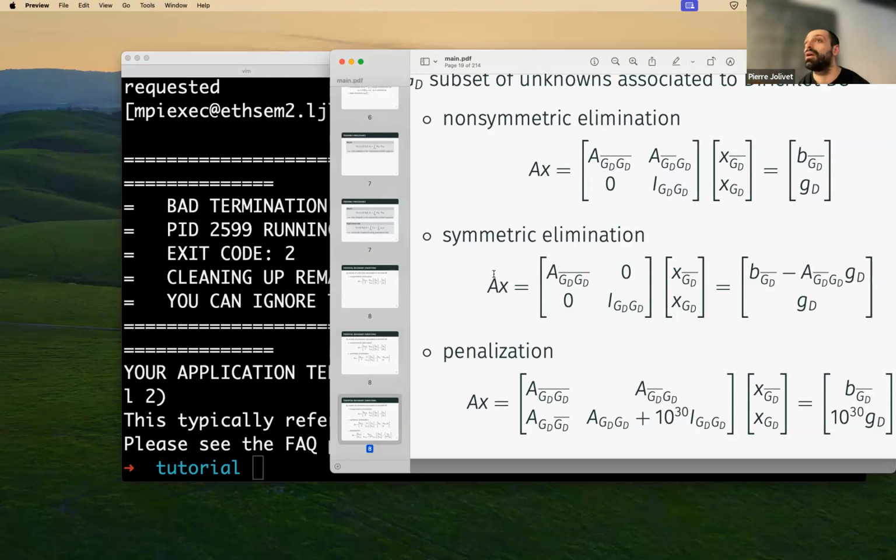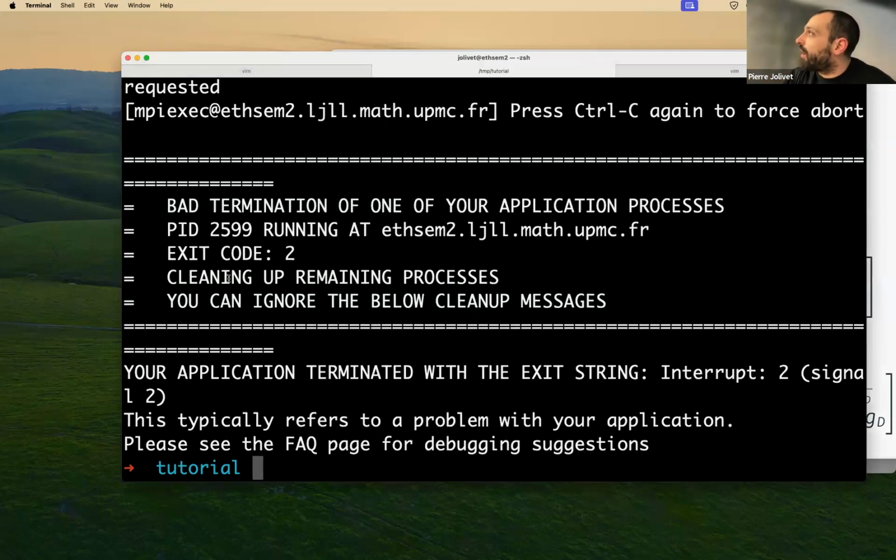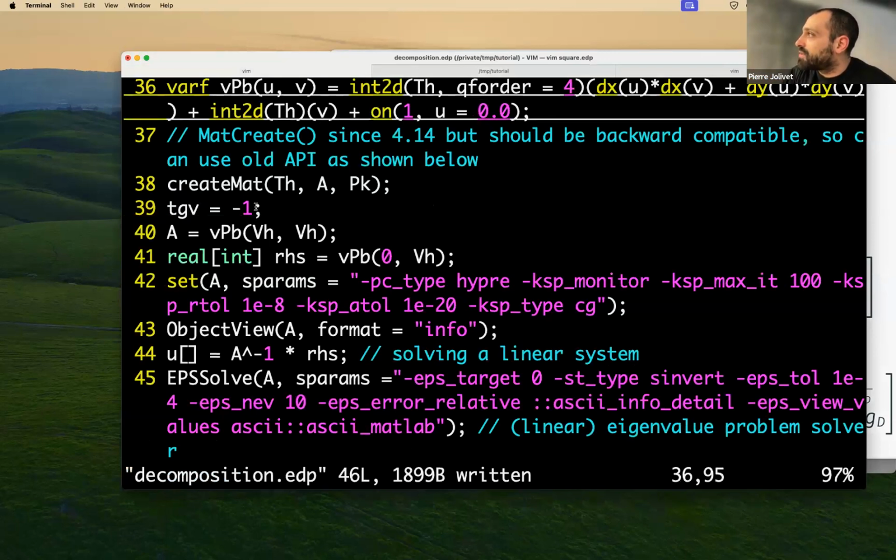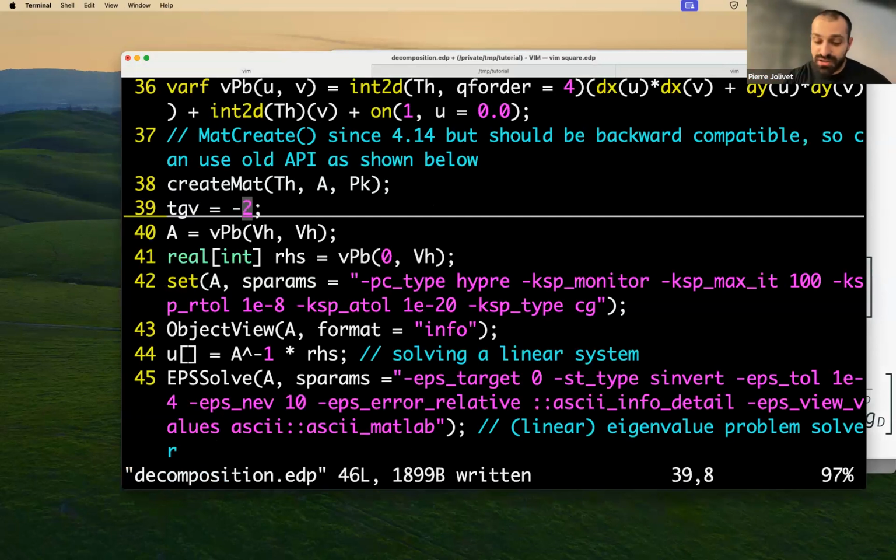Yes, but your problem can become non-symmetric with TGV equal -1. With TGV equal -2, it remains symmetric. But it only works if you have homogeneous Dirichlet boundary conditions, so g_D equals 0. In practice here, we have a homogeneous Dirichlet boundary condition, so we can use TGV equal -2 and it will work just as well.